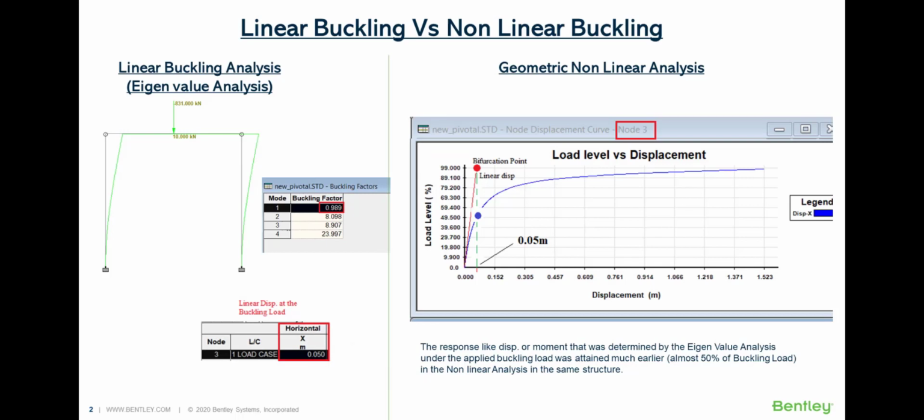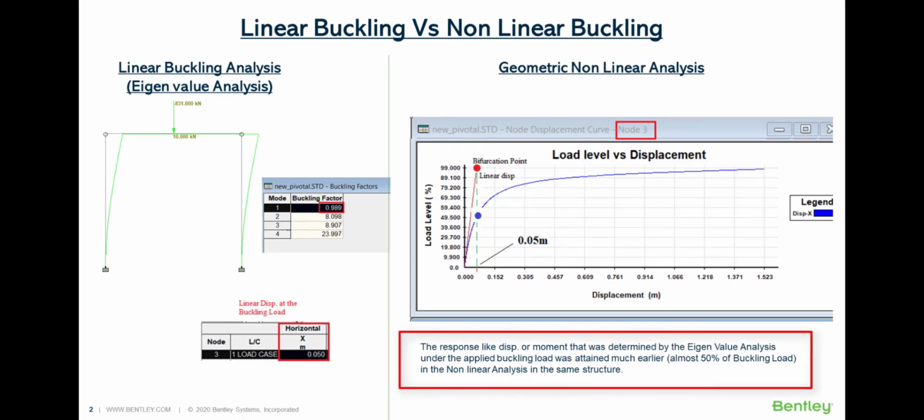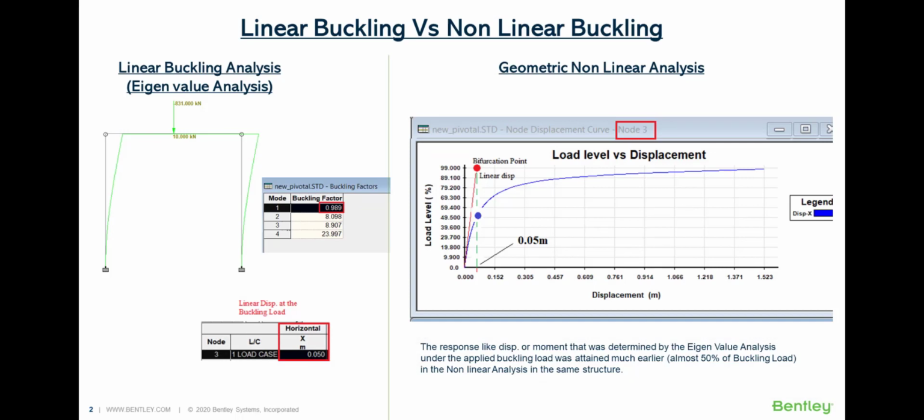Let's do a nonlinear analysis like GNN analysis in the same model. Now, after performing the analysis, we could see that the structure attained the 0.05 meter lateral displacement at a load level of just around 49% of the buckling load limit. This means that in case of the eigenvalue method, you are under the impression that for 0.05 meter drift, your structure can handle a maximum of 831 kilonewton of gravity load. But in reality, your structure can handle only a maximum of 50% of the buckling load till the same drift is achieved. Now, the same thing is also applicable for moment and other force responses.